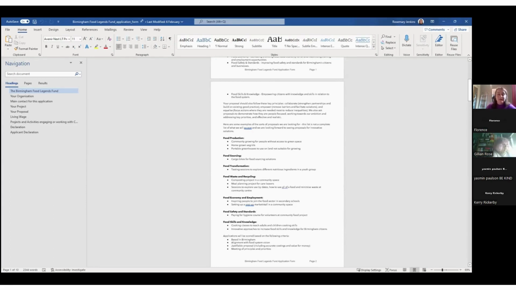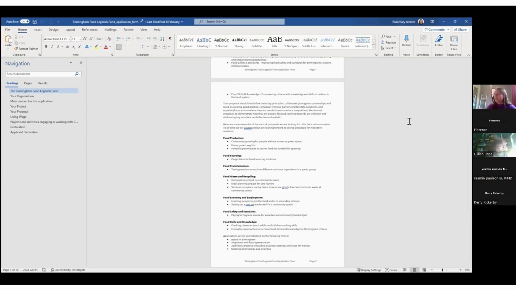And then there are a few different other things just to meet which are in line with the Birmingham food system strategy. So we're looking for proposals that follow these key principles. So collaborating, strengthening partnerships and building on good practice, empowering, so removing barriers and facilitating solutions, and equalising, so focusing actions where they're needed most to reduce inequalities, which I know that almost everyone watching this through the Food Justice Network will be involved with.